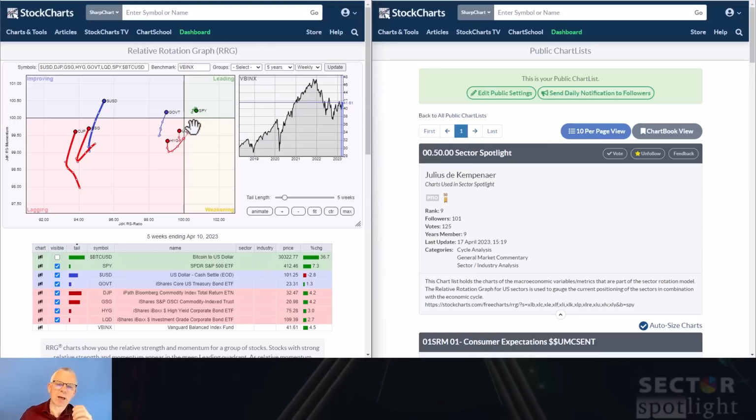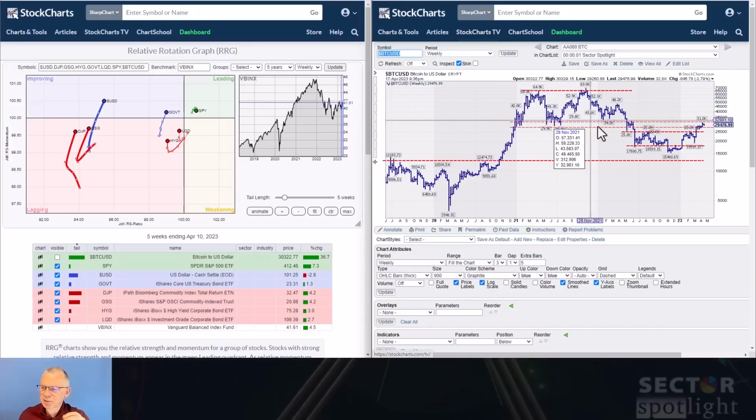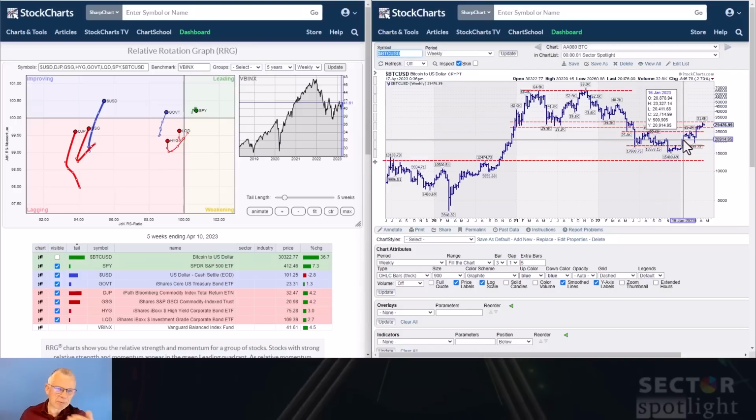Let's quickly look at a few of these individual charts. So here's Bitcoin, and as you can see, it came out of that big base. Everybody's talking about 30,000, 30K for Bitcoin, and yes, that's a very important level, but I think it's more of a range between 28.5 and 31.5. And if we can take that out, then Bitcoin frees up the way for more upside potential.